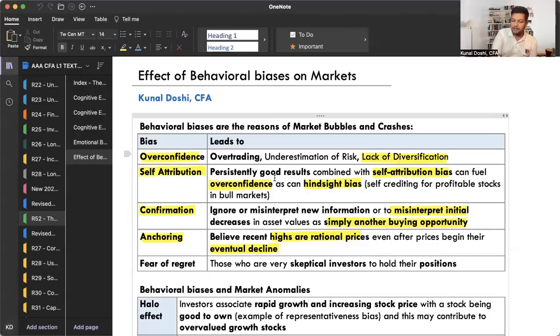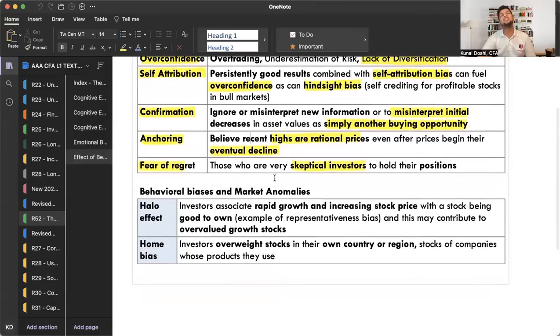Fear of regret, those who are very skeptical investors, they hold on to their positions. Again, this leads to bubbles and crashes. Basically, you want to change, but you're not able to change because of your emotional biases, or because of your cognitive errors.